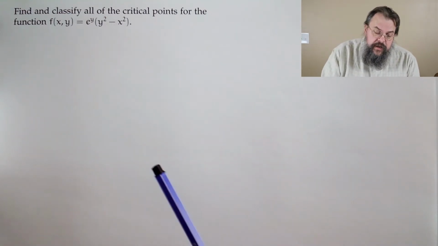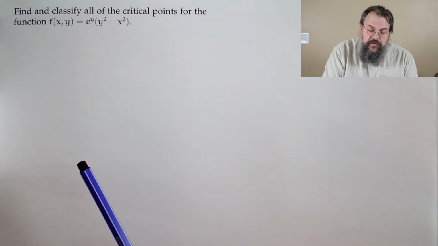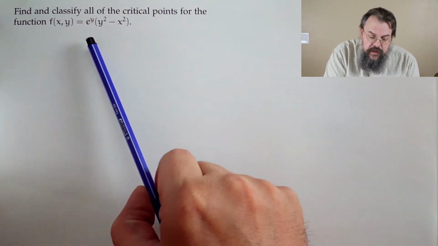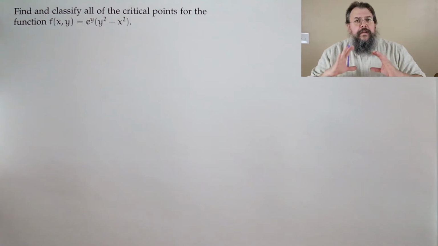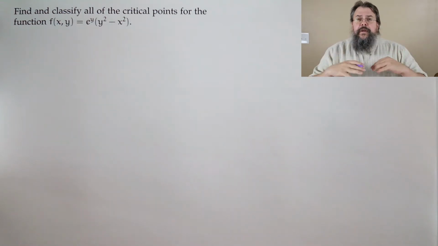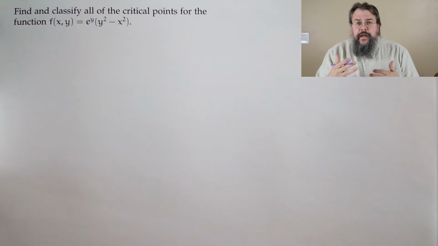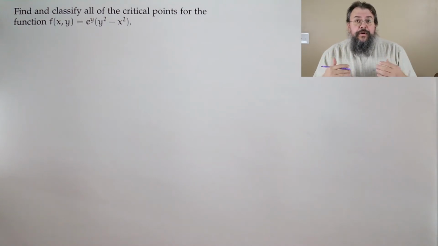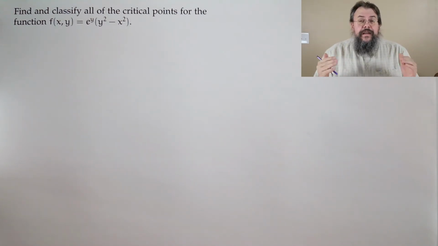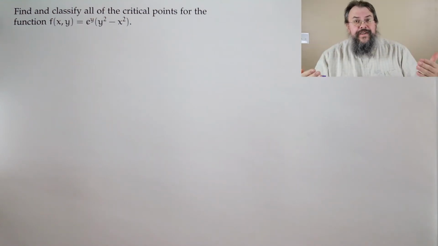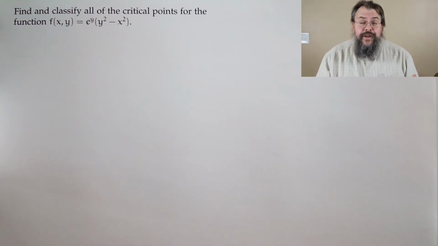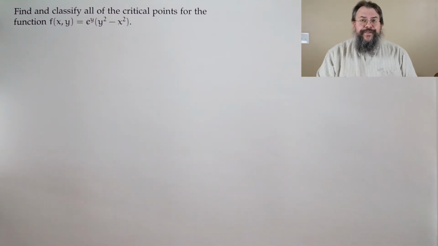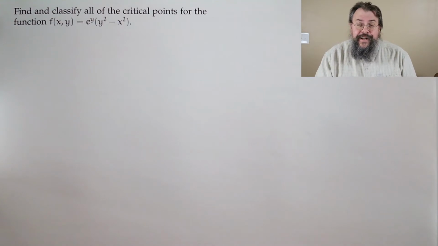Find and classify all the critical points for the function f of x, y is e to the y times y squared minus x squared. Now this one is probably going to be a little bit unusual for today because most of the time when we have a find and classify, we usually have polynomials. Not because it's restricted to polynomials, but because they're the easiest ones in terms of actually finding things. But that doesn't mean we can't do other things. We're pretty good, right? Of course we are. So let's try it out.